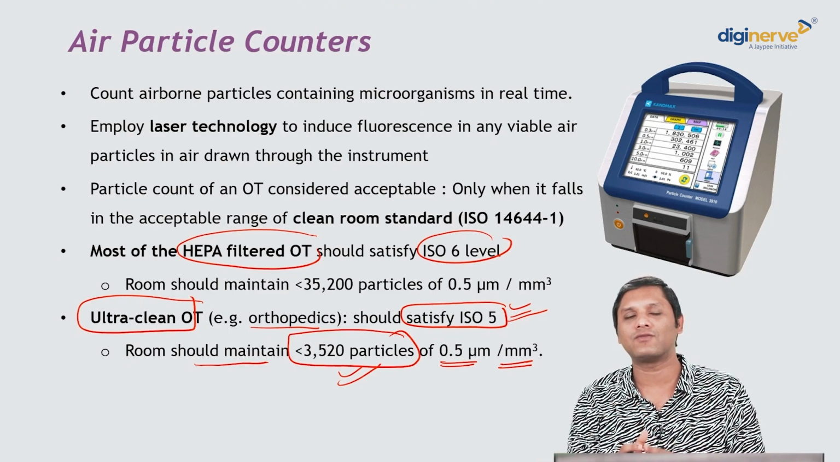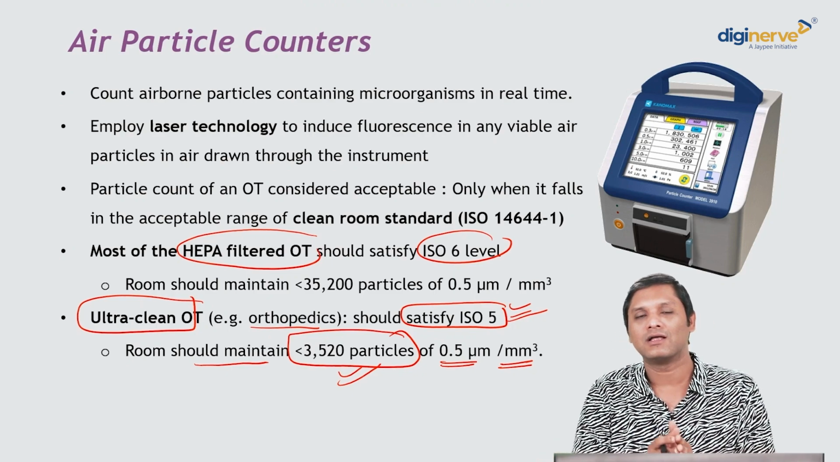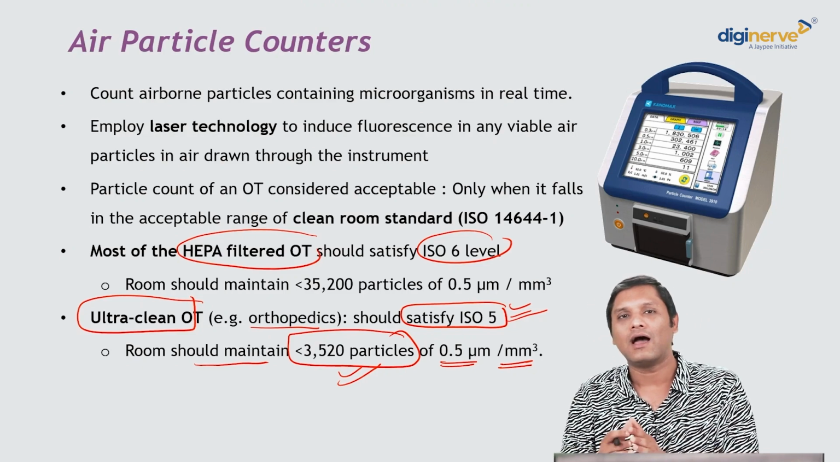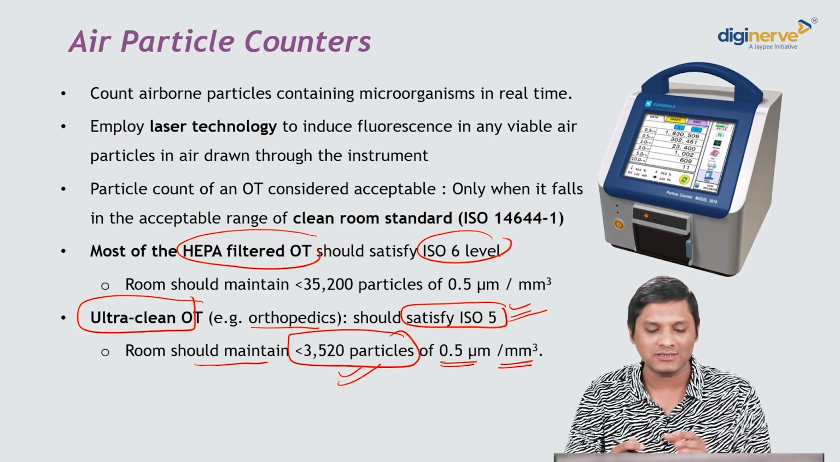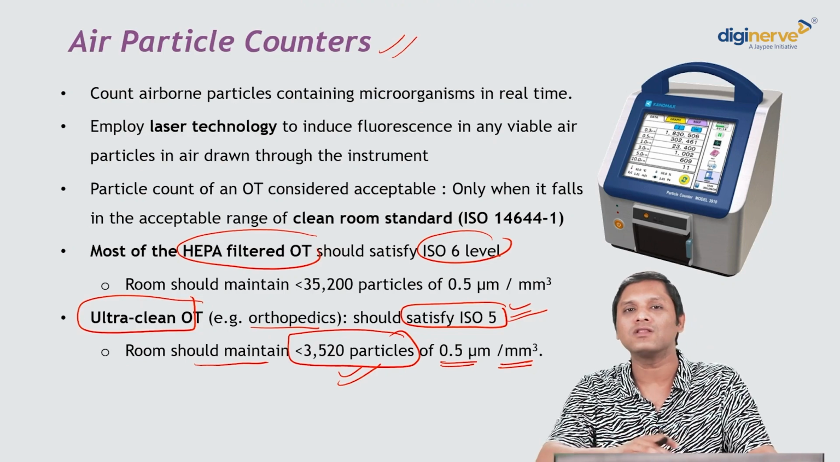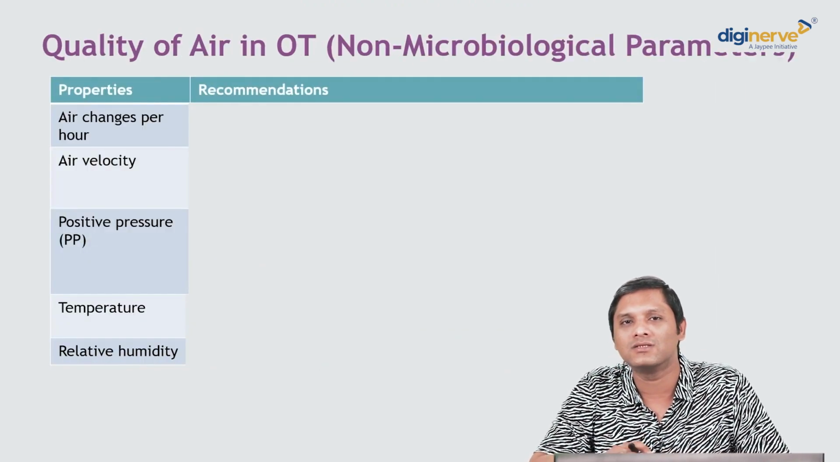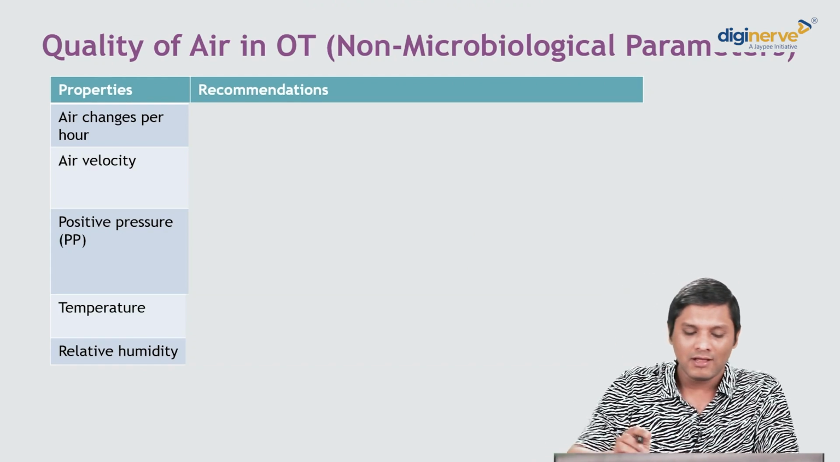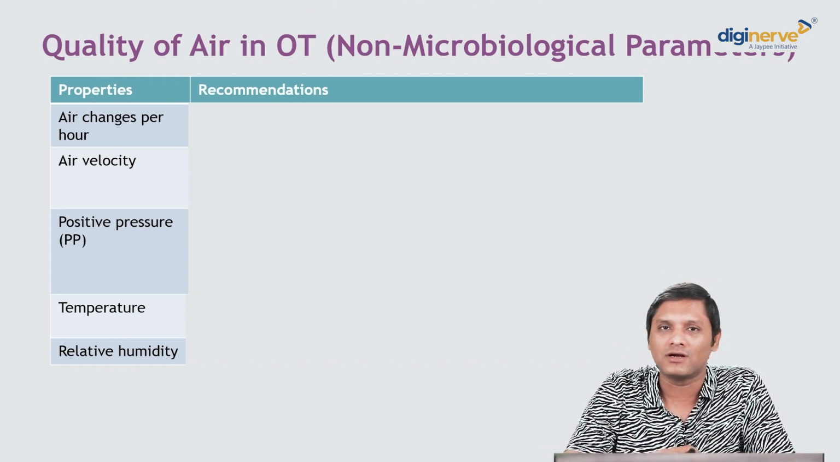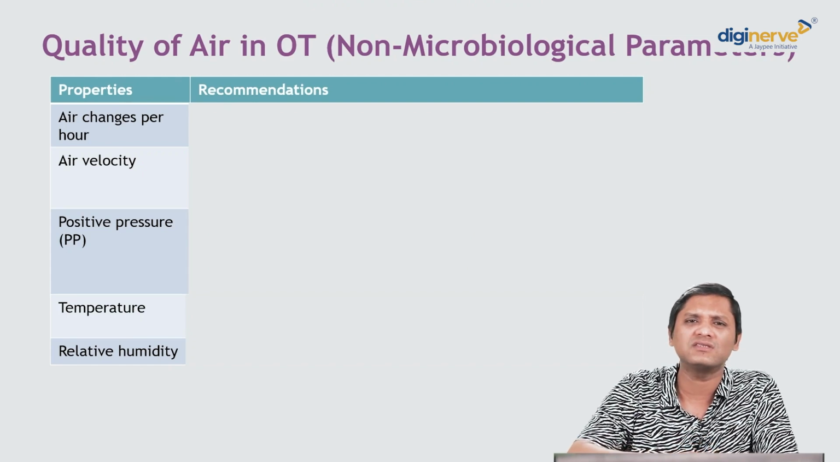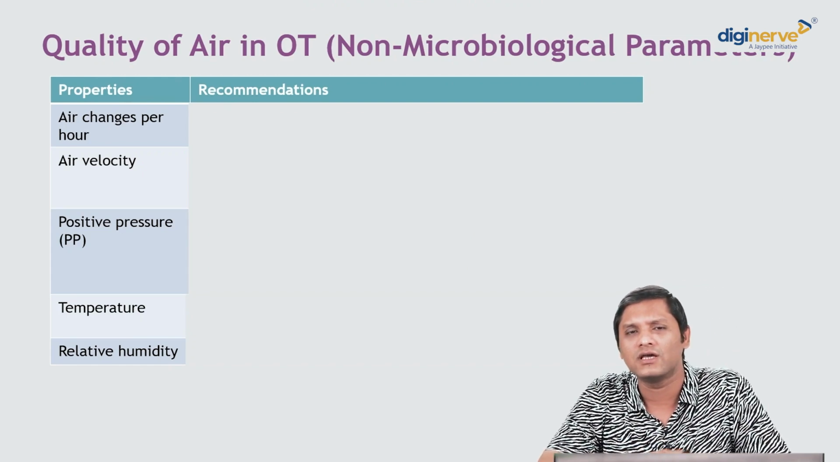So there are three methods. First is the settle plate method, then the air sampler method, and the most reliable method is the air particle counter. All these are microbiological methods. There are various non-microbiological methods also available. The non-microbiological methods include various parameters like air velocity and humidity of the air. All this you have to regularly monitor in the operation theater.